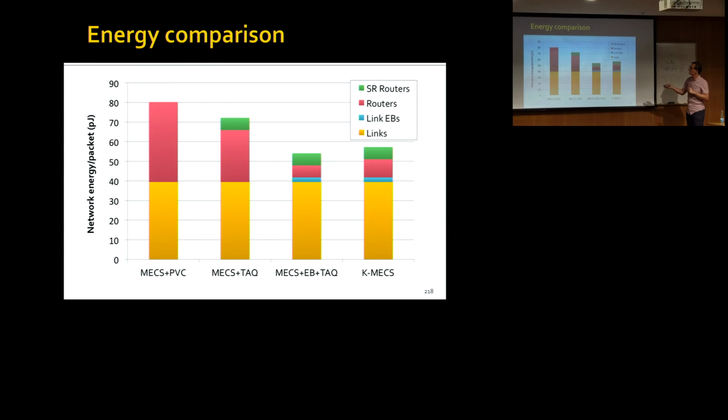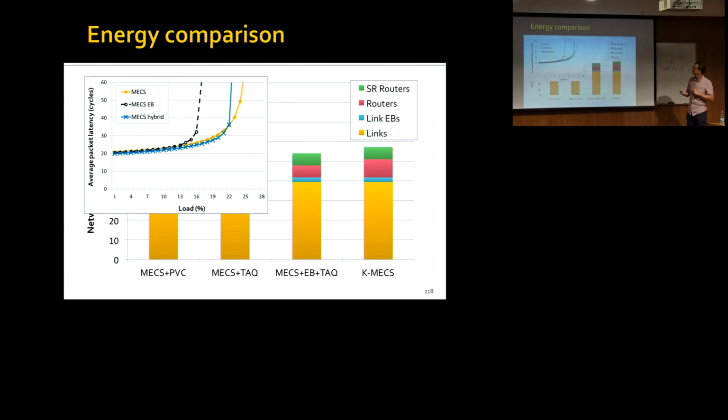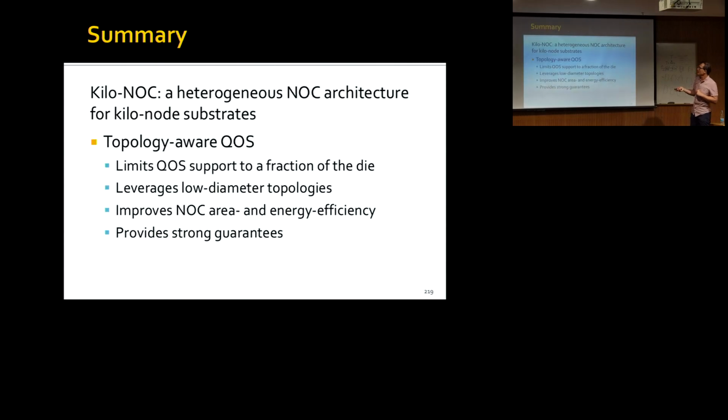Okay, so this is the energy comparison also. These are intermediate steps, as I said. This is the final thing. This is energy, and you reduce energy significantly because most of your routers don't need to support quality of service in this case. Okay, and if you're really interested in the load latency curves, these are the load latency curves that you get. Okay, I've covered this very quickly because we don't have a lot of time left.